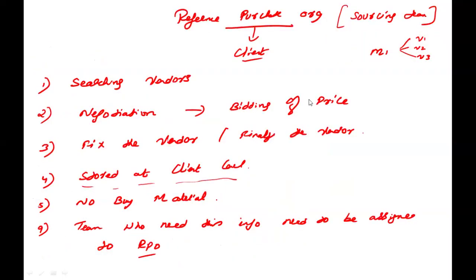What price we need to buy the material, and finalizing the vendors. And this reference purchase organization is storing the data at the client level so that anyone in the system can access. But one condition: if the data needs to be accessed, then that person or organization needs to be assigned to the reference purchase organization.